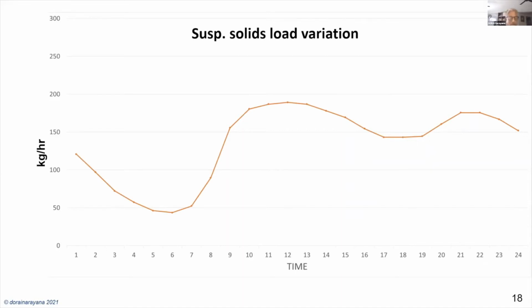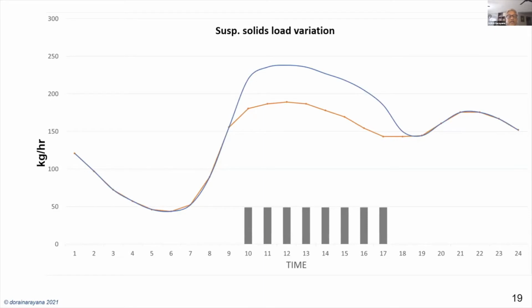Now let's superimpose the solids due to fecal sludge or septage being added during the working hours of 9 to 5. This is what happens. Even though it is a small quantity, you might find that the daily impact is not great, but the hourly peak impact here can be quite significant, right? So what does this mean? This means that if you have a treatment process where your process time is short, and that short process time falls within this peak period, then it could have significant impact.